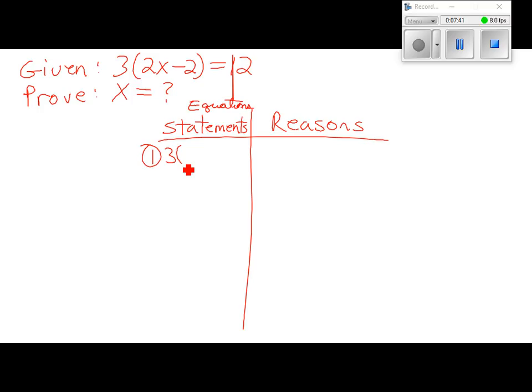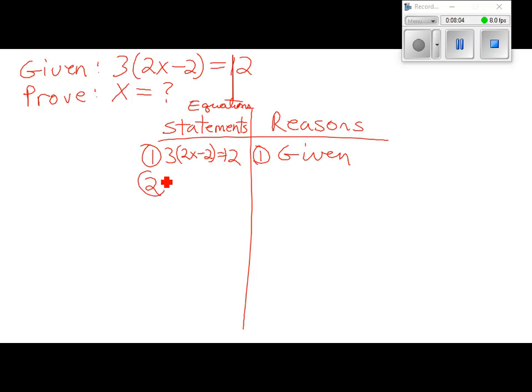First one, we write in what they told us. How did we know that 3 times 2x minus 2 equals 12? It was given, and that's what you write. Given.